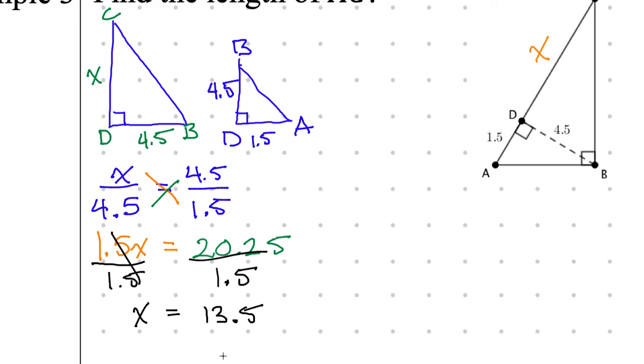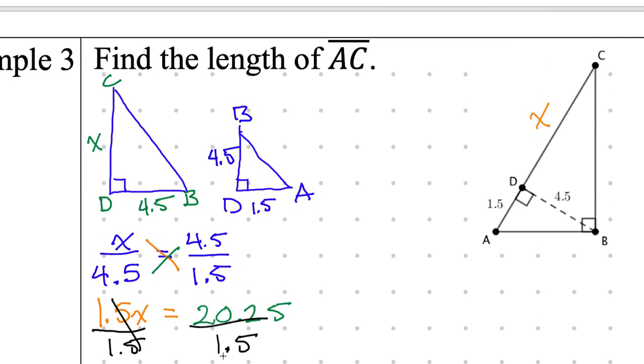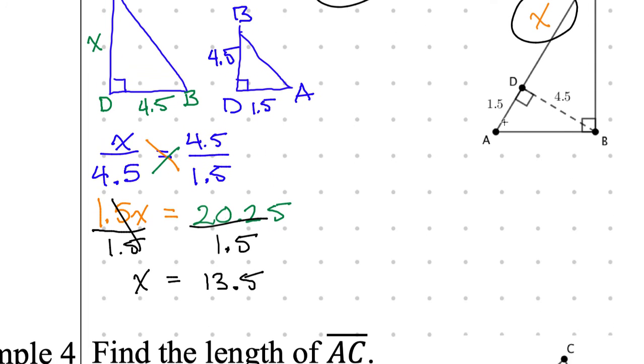Are we done? Did we find X? Didn't we finish the problem? What are we trying to find? Read the original problem. We're trying to find the length of AC, and we just found X. I don't care about X. I need to find AC. Question, Andres. Wait, so why wouldn't you do 4.5 times 2 instead of 4.5 times 4.5? You could do 4.5 squared, but not 4.5 times 2.